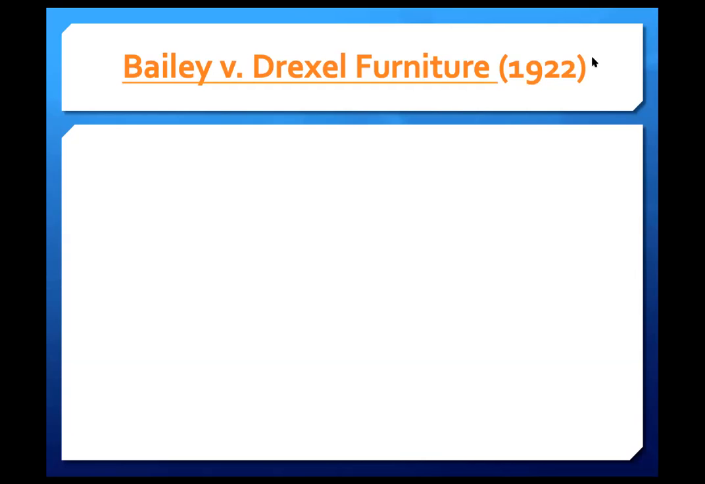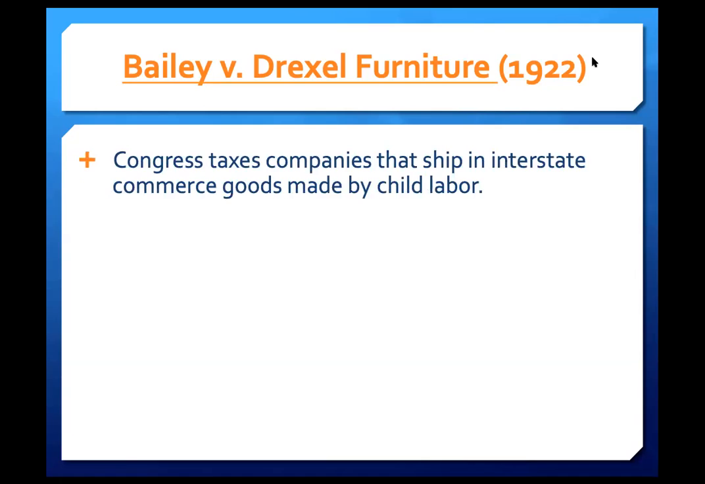And this case came about in response to the Hammer versus Dagenhart case, which we talked briefly about when we were talking about the Commerce Clause in our pre-New Deal era. And that was the case in which the court said that Congress couldn't regulate the use of child labor through its Commerce Clause powers. So in response to that, Congress decided that it instead would pass a tax that would tax companies if they shipped in interstate commerce any goods that were made by child labor.